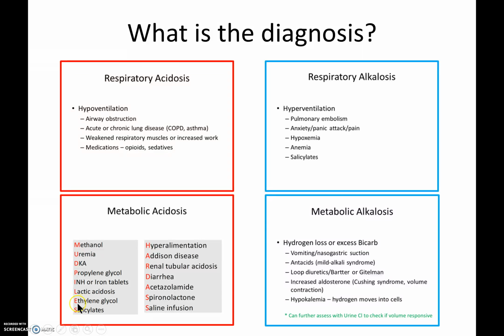And you'll notice that salicylates is listed twice on here because you're going to see a primary disturbance along with a secondary one. This is an important one to talk about because the boards like to test on this. If you see a normal pH but also have a decreased PCO2 and a decreased bicarb, then you could assume that your patient in the vignette has overdosed on salicylates. So that's a good one to keep in mind that you might be tested on.